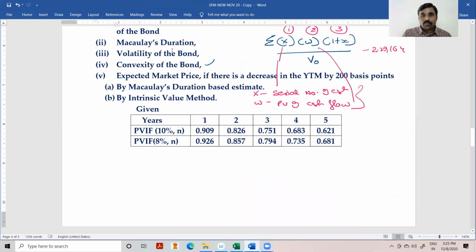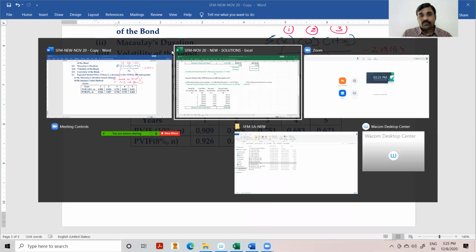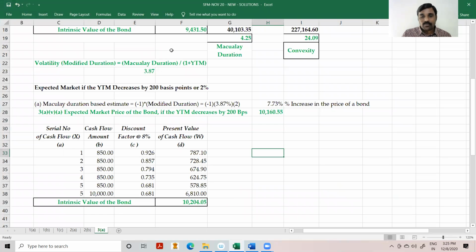Now look at this, the same problem. The difference between the prediction made by the duration model and the present value model is 43 rupees. Or if you take the percentage, the actual increase in the percentage of the price of the bond is 10,204 minus 9,431 divided by 9,431.